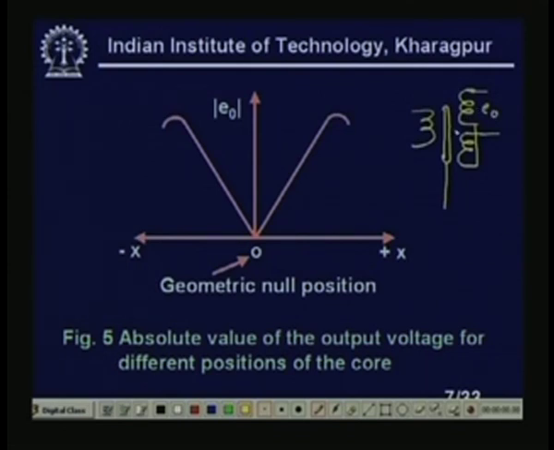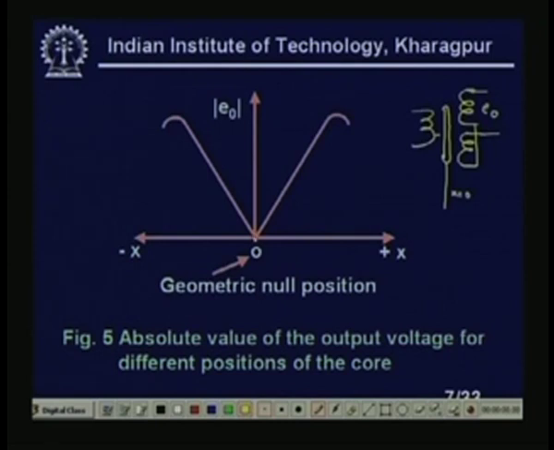So this is the position x equal to 0. If I move it up, I am taking it as a positive displacement, and if I move it down I get a negative displacement. In that respect I am calling it plus x and minus x. Now, if I put it on the other side of the null position, I will also get voltages, obviously with a phase shift. But if I take the absolute value, I cannot identify that phase shift. So you see I will get a curve like this.